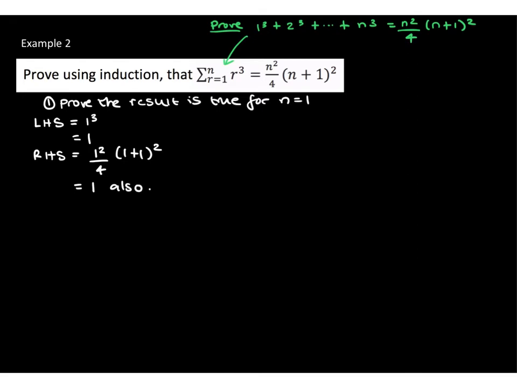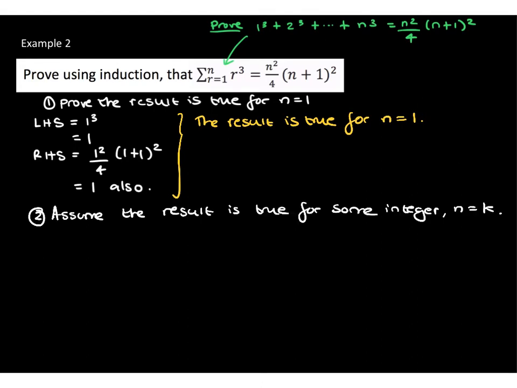So we can confirm here the result is true for n equals 1. Let's make sure we've written that down for clarity. So the result is true for n equals 1. So, next step, we need to make the assumption that the result is true for n equals k. So if the result is true for some integer n equals k, this then tells us that 1 cubed plus 2 cubed plus 3 cubed plus all the cube numbers up to and including k cubed must be given by this result here, with n, of course, replaced by k.